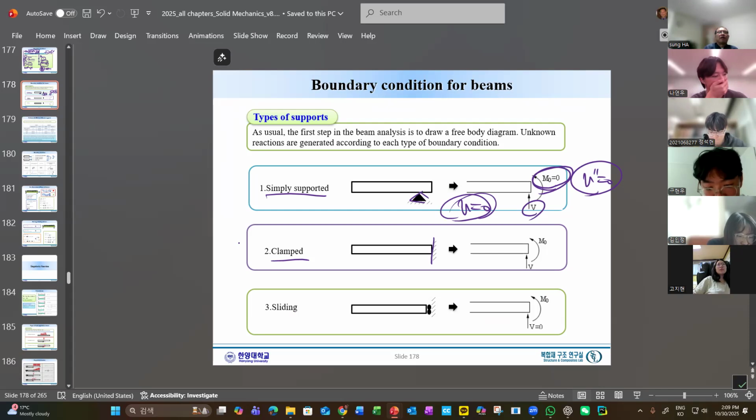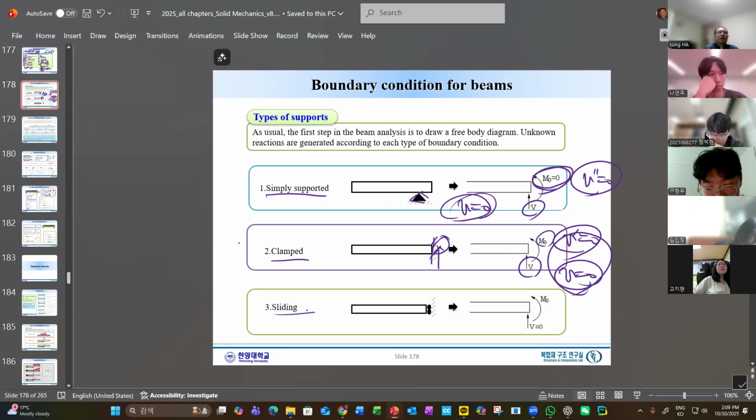Clamped, what do we know? We don't know the shear force, we don't know the moment, which means the reaction force we don't know. But we know that geometrically, the slope will be 0 and deflection will be 0. These are two boundary conditions.